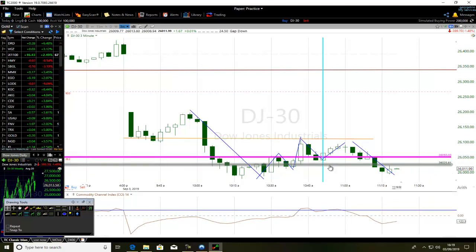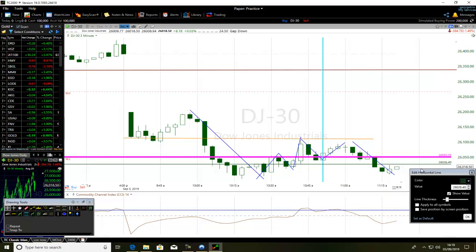That's how you enter the trade gently and see whether they're going to be friendly or not. If they are not, you just go away. So that's a limit order at 26026.